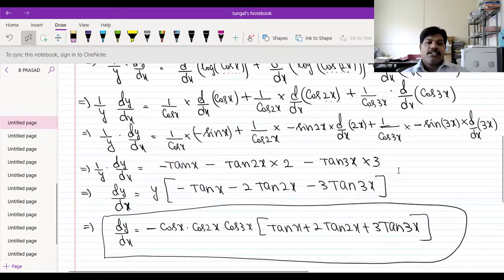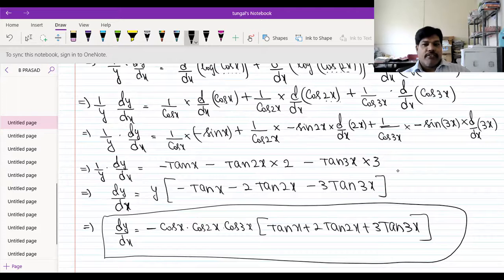So cos x derivative is minus sin x. Cos 2x derivative, it is in the form of cos f of x. I already used that cos f of x derivative is minus sin f of x into derivative of f of x, plus cos 3x derivative. What is the cos 3x derivative?